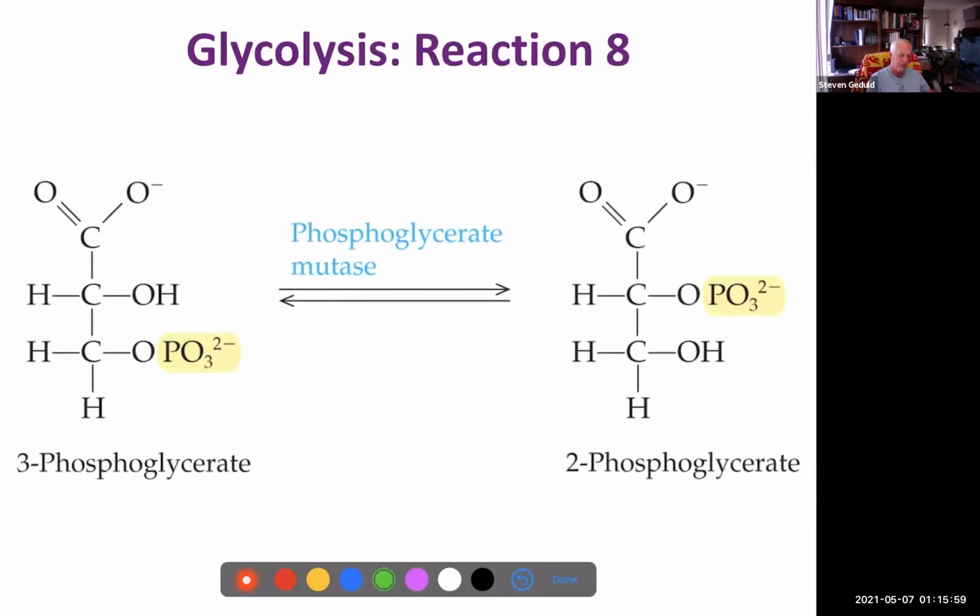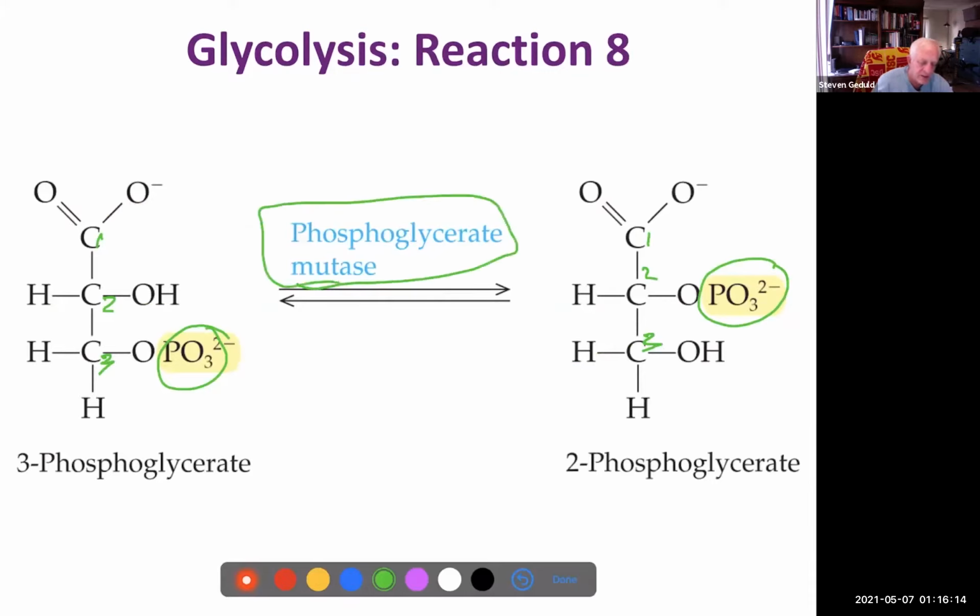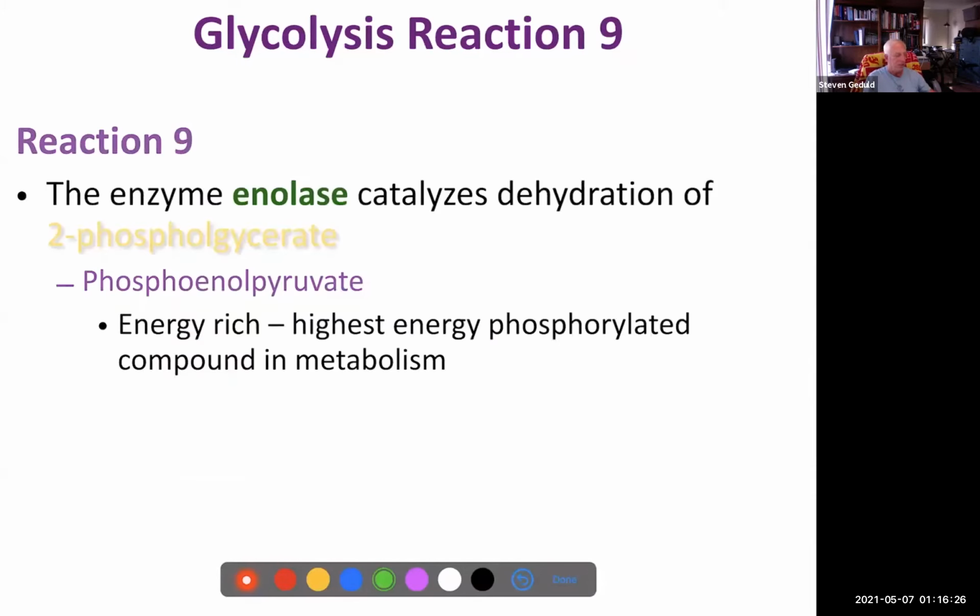So we're just taking that high energy phosphate group and we're moving it from number 3 to number 2. Okay. So remember, this is 1. The carbonyl group is always number 1, 2, and 3. So this is 3-phosphoglycerate. And we're taking this phosphate and moving it to the number 2 carbon. And we do that with a phosphoglycerate mutase enzyme. And that's an isomerization. We're making an isomer. Same chemical formula, different structural formula, just arranged differently when you draw the structure. Reaction 9. Okay.